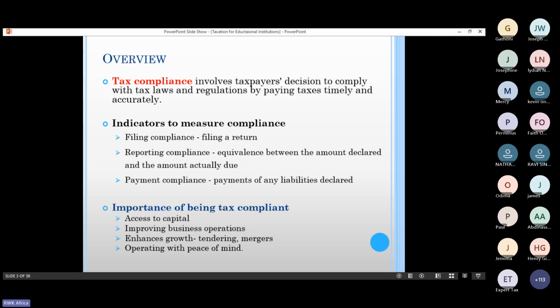Once you are tax compliant, you don't have issues with KRA, so you don't expect them to visit you anytime or even issue emails to you as a demand. They demand taxes from you, so you will be in a position to operate well without any stress. You have peace of mind, and it will facilitate the growth of your business. So those are the importance of being tax compliant.